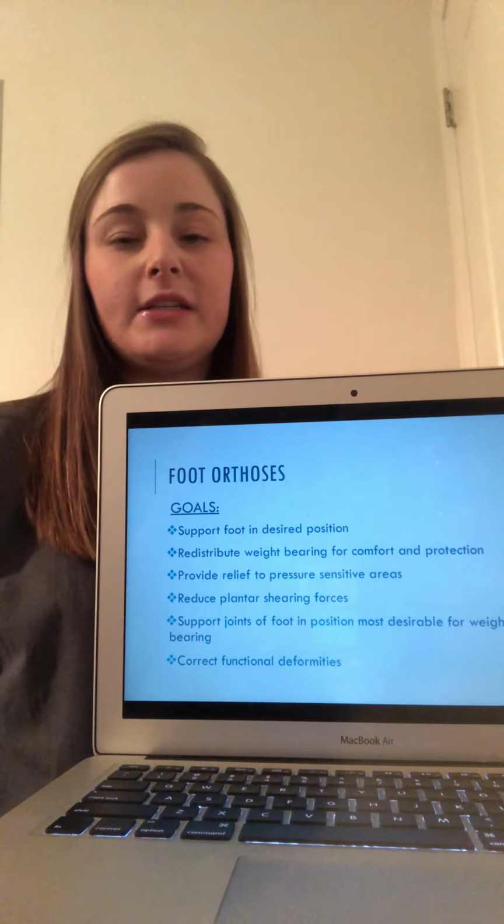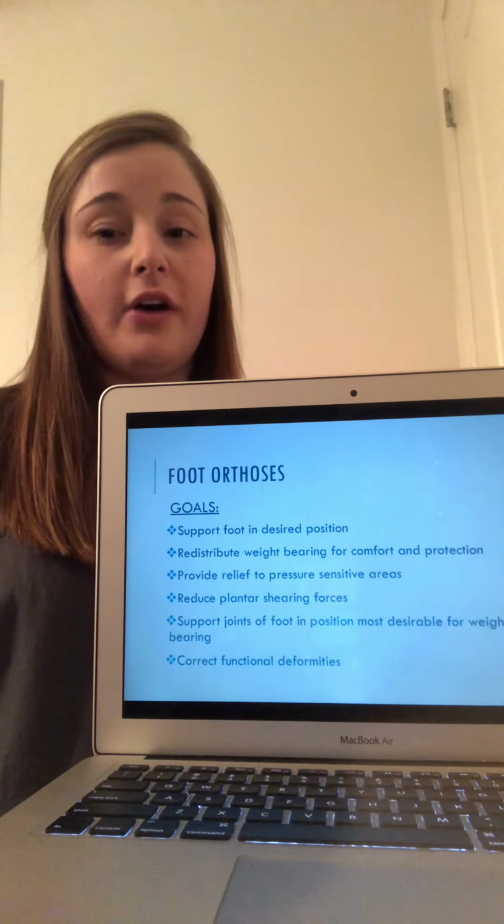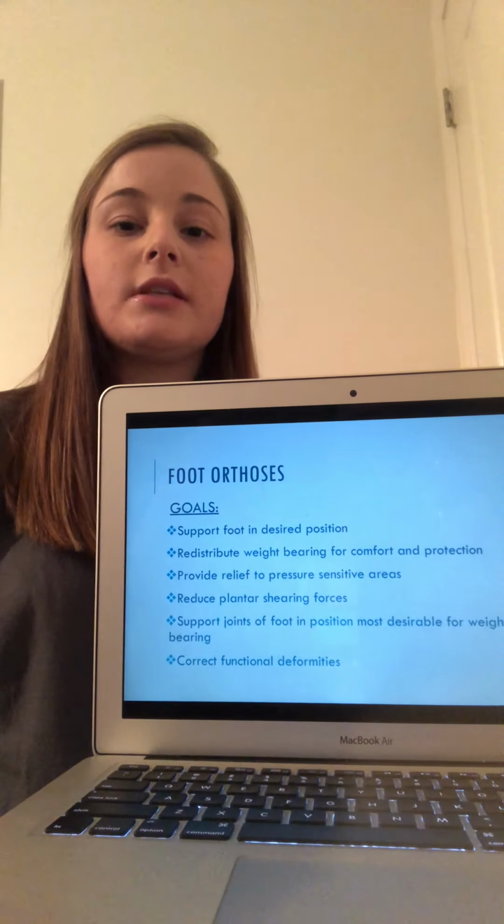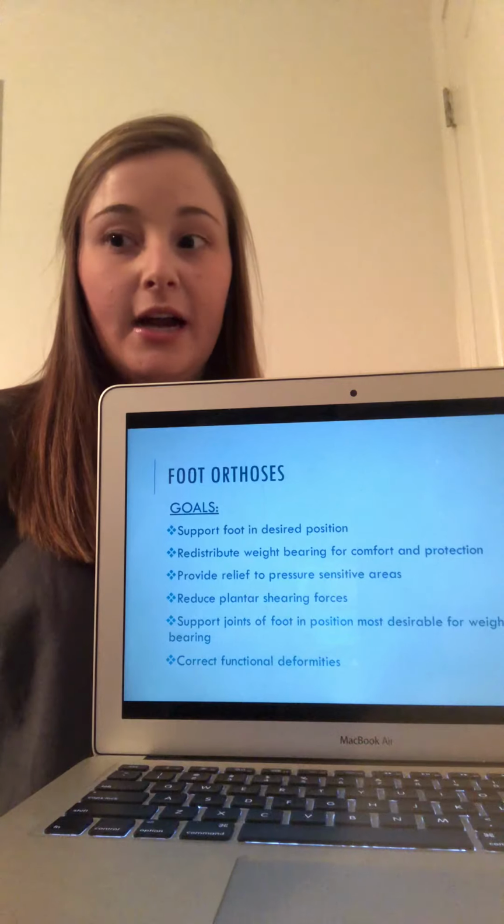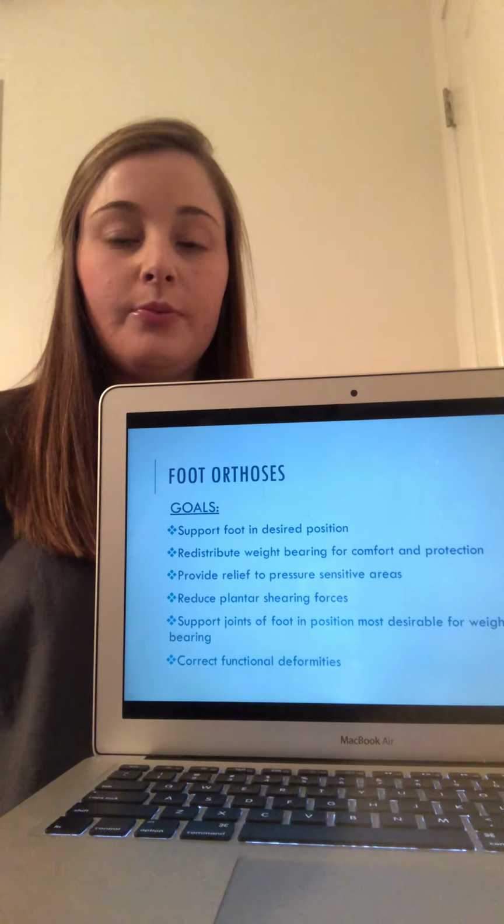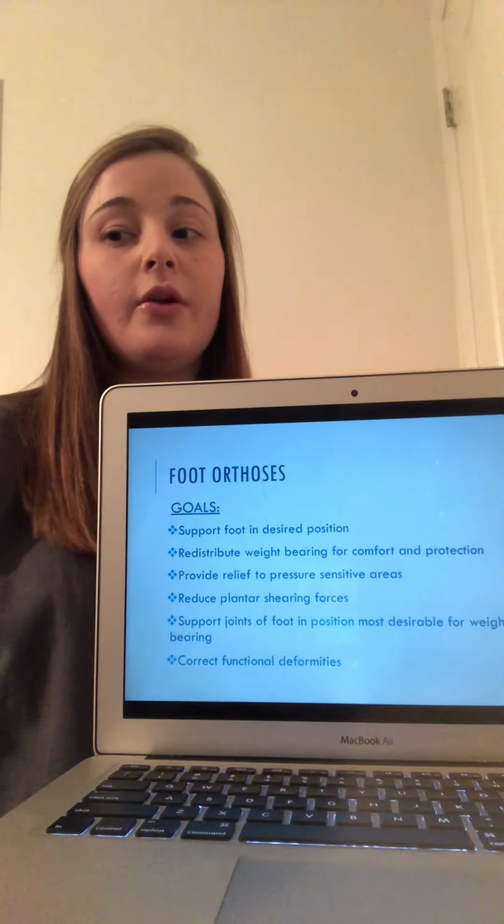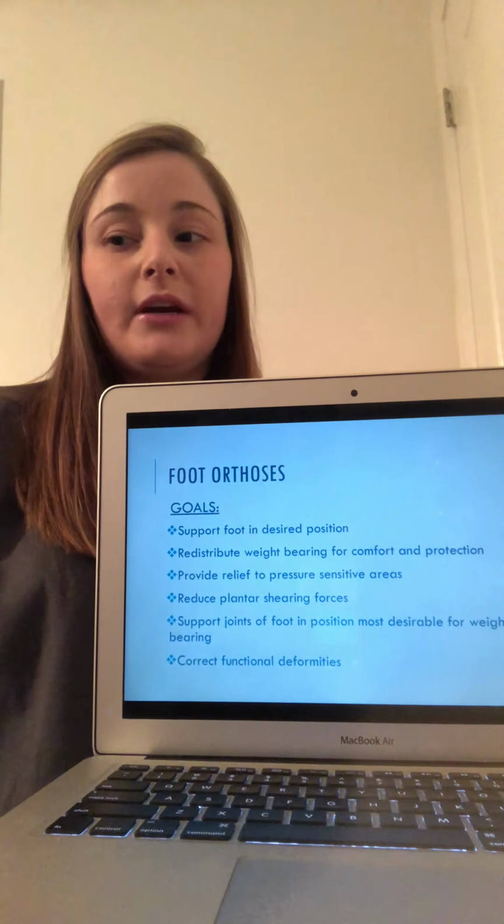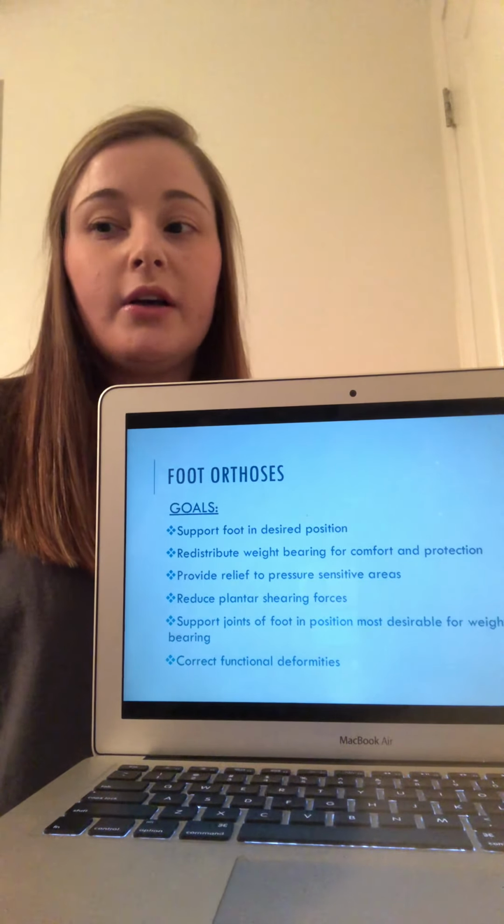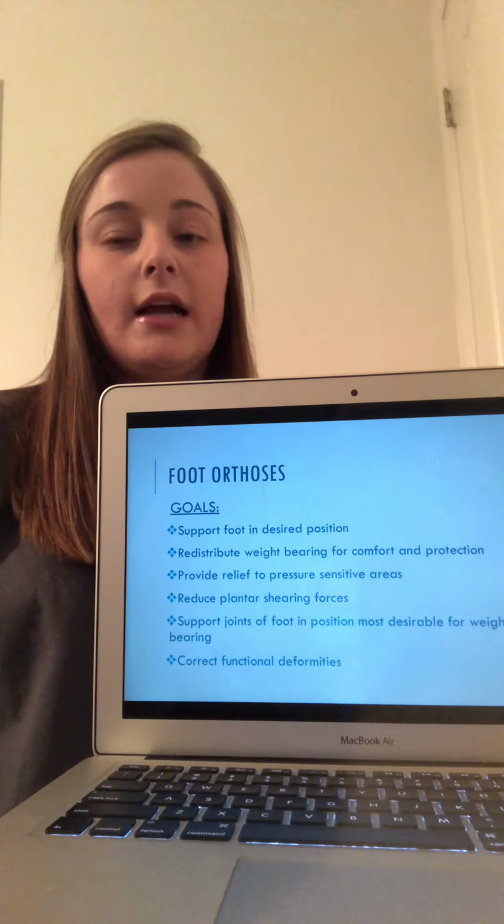So the first one we want to talk about today is foot orthotics. Some goals of foot orthotics are to support the foot in a desired position, provide relief to pressure-sensitive areas, redistribute weight bearing and for comfort, and to reduce plantar shearing forces. We also want to support the joints and correct deformities.